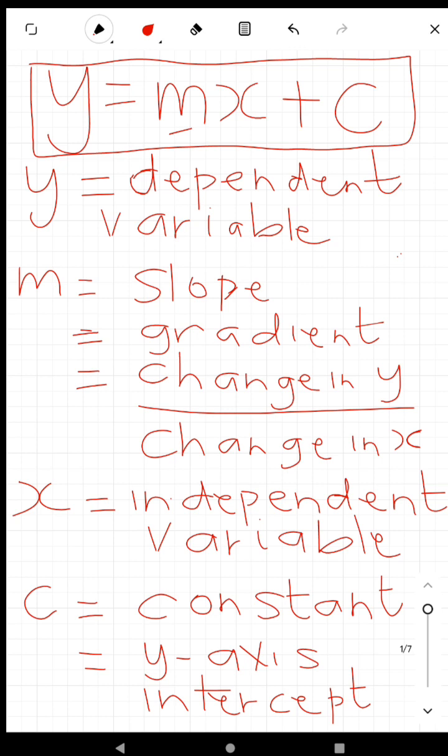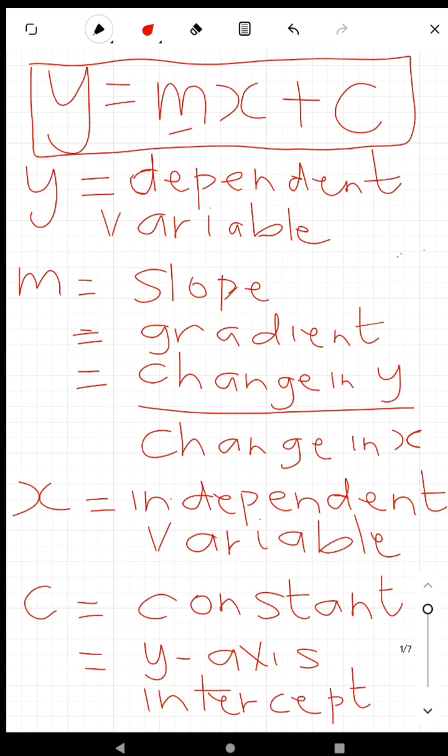What do we mean by gradient? Simply change in y over change in x. And then x is the independent variable. So what we do is substitute a value of x, multiply it by m, and then add the constant to give us y.